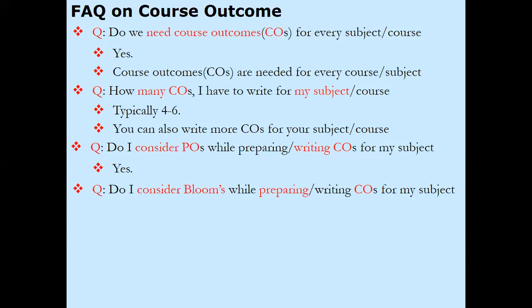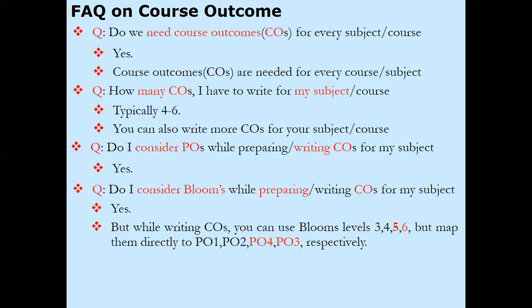There is another question: do I consider Bloom's levels while writing the course outcome for my subject? The answer is yes. You can use Bloom's level 3, 4, 5, 6 while writing the course outcomes, and you can map them directly to PO1, PO2, PO4, PO3 respectively.